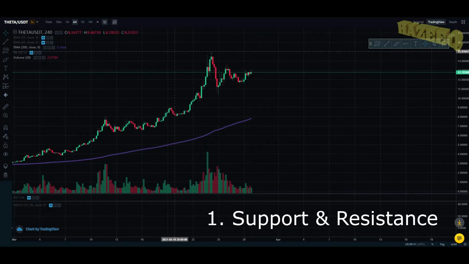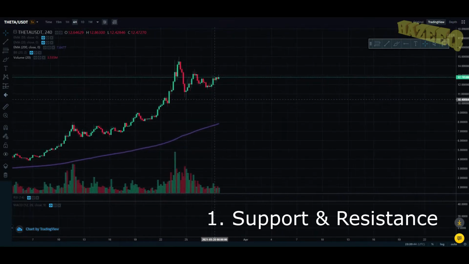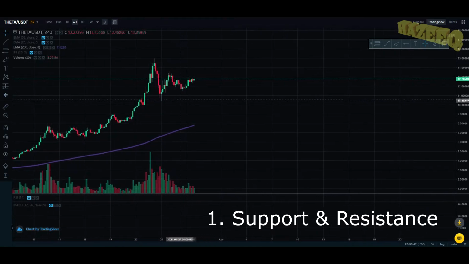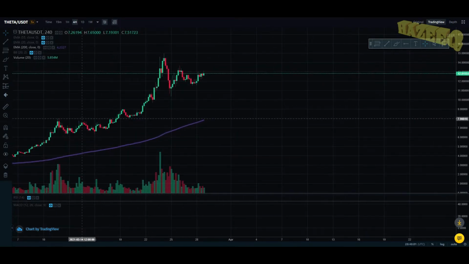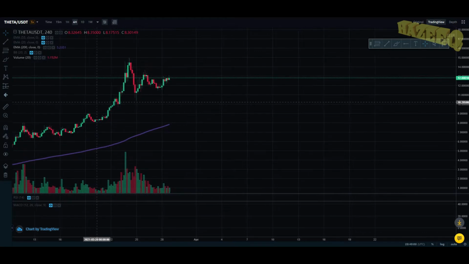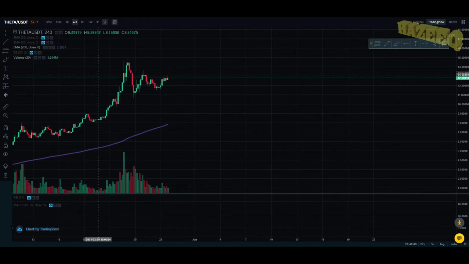The first one is the most basic one, and the most important one, is the support and resistance levels. So these are going to tell you the trends of the market, basically of the crypto chart. What they essentially are is they're going to tell you where the price can bounce off and where the price is going to have a bit of a fighting going on.